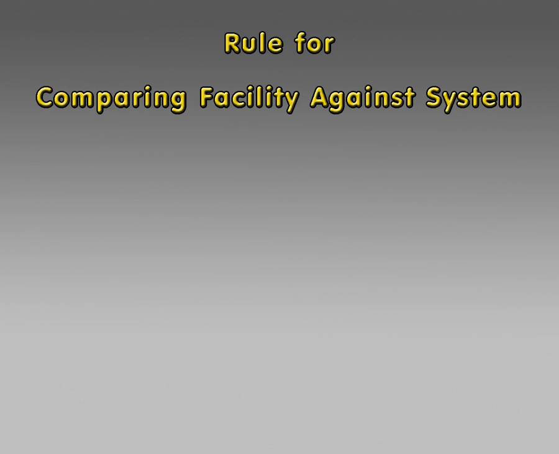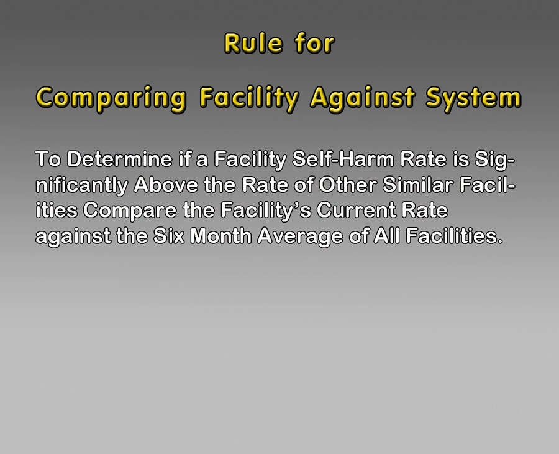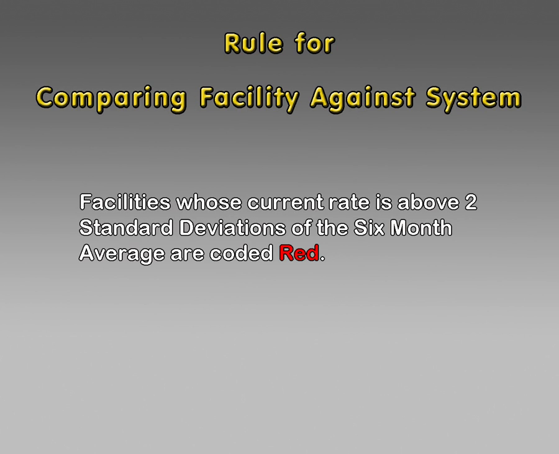First, let's set up a rule for comparing facility self-harm rates against a system's 6-month average. To determine if a facility's self-harm rate is significantly above the rate of other similar facilities, we compare that facility's current rate against the 6-month average of all facilities. If the facility's current self-harm rate is 2 standard deviations above the 6-month average, that facility would be coded red.